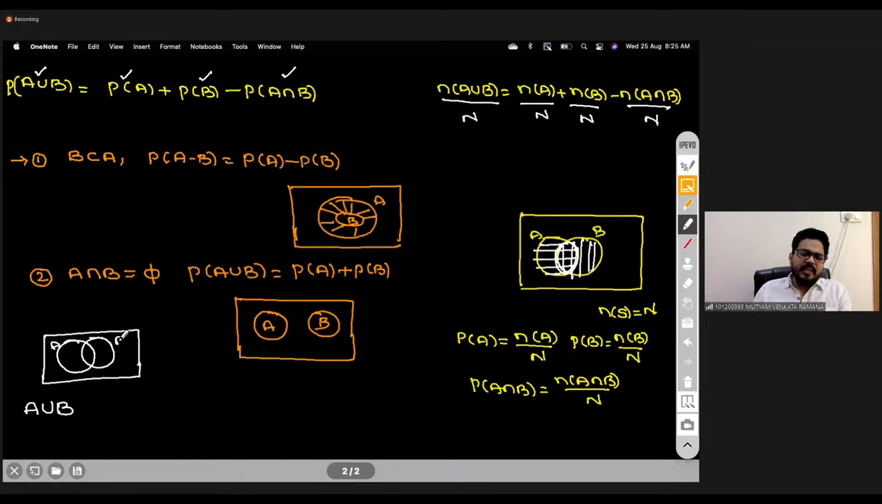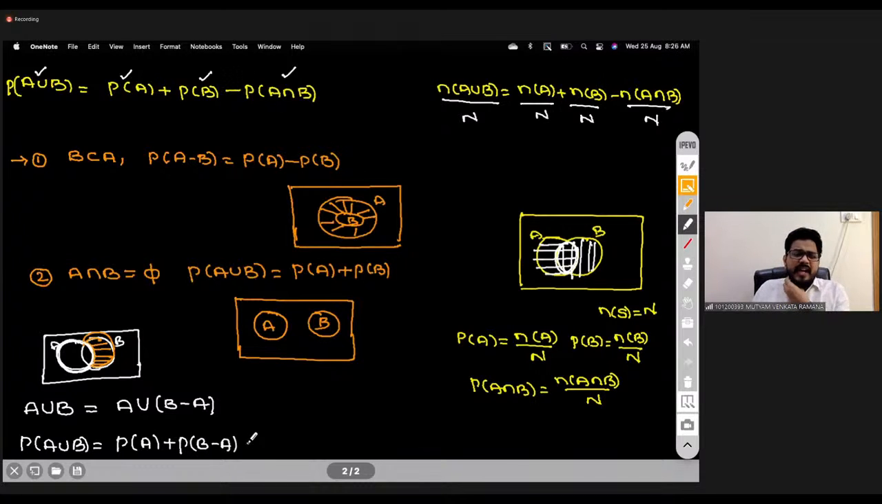This is A union B. Can I write A union B as A union of B minus A? This portion is B minus A. Now, are these two disjoint sets or not? Yes, because A is here and B minus A is separate. Therefore, probability of A union B is equal to probability of A plus probability of B minus A.